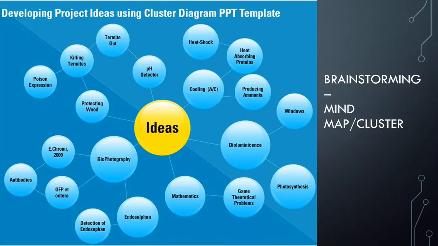Just because brainstorming is about getting all of your ideas out, that doesn't mean it has to be a chaotic process. So we'll go ahead and take a look at a couple of different techniques that you can use when you're brainstorming. The first one shown here is a mind map brainstorm, or what might be called a cluster brainstorm. In the middle, we have all of our ideas. You can see we're thinking about bioluminescence, we're thinking about cooling, maybe a pH detector. We're thinking about all these different project ideas.